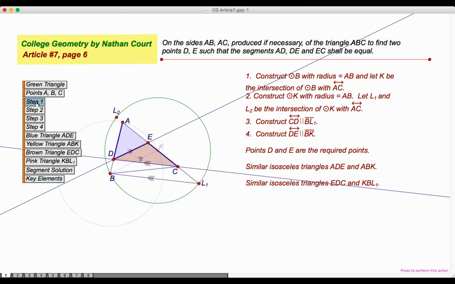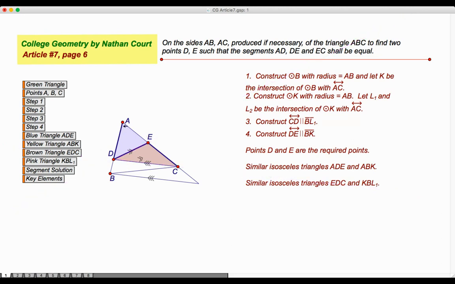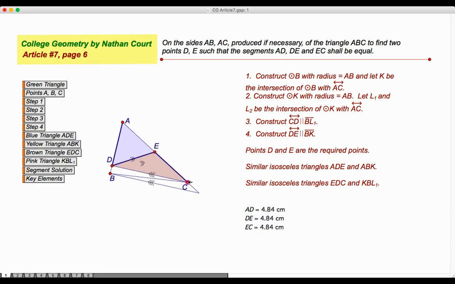Let us hide that. Let us hide this, and let us hide this one too. And that's what it is. Let us check the actual value of AD. It's equal to 4.13. DE is equal to 4.13, and EC is equal to 4.13 centimeters. If I drag it, it's always the same thing.